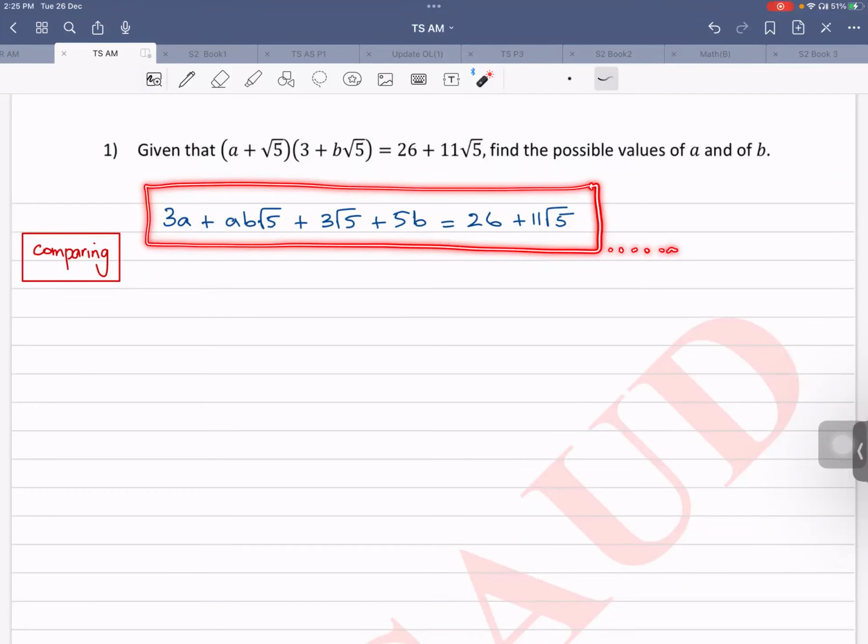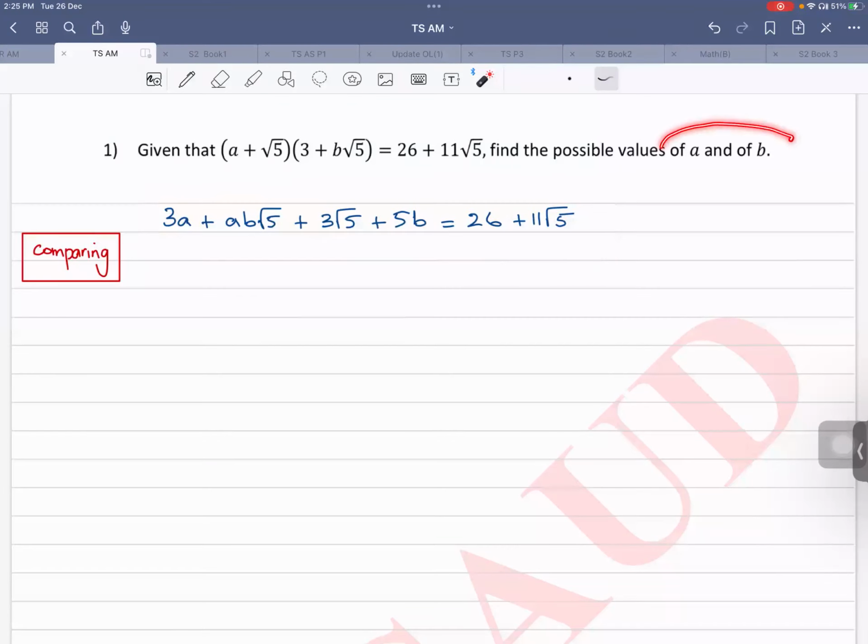If we had two equations, then to find the unknowns, how would we solve both equations? Simultaneously. But because we have only one equation, we will do comparing. What we are going to do is compare square root 5 with square root 5. We will compare the coefficients of square root 5. What are the coefficients of square root 5?